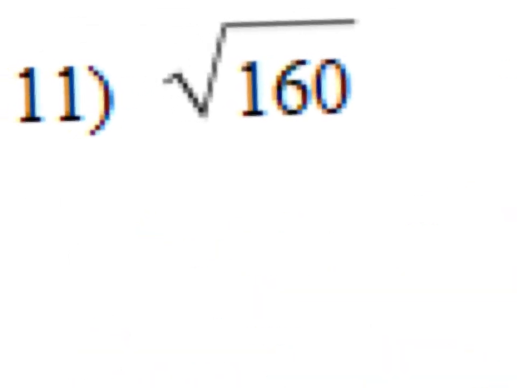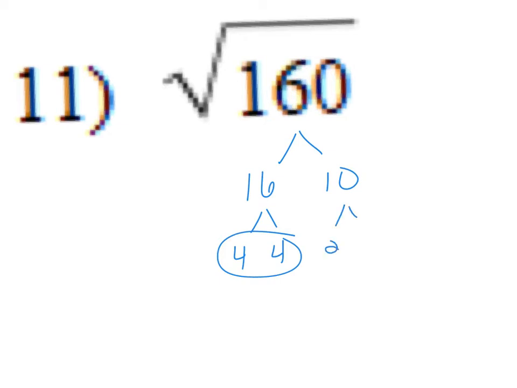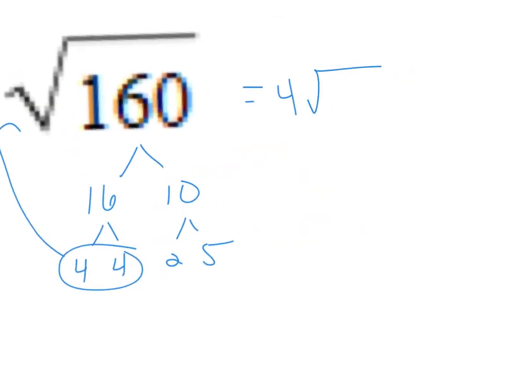Okay, so on this one, we're going to go ahead and break this down. So I got 16 and 10. Now the 16 is going to break to 4 and 4. So I'm going to go ahead and pair those up and move them out. And then 2 and 5, they don't pair up and move out, but the 4s will. So on the outside, I have a 4, and on the inside, I still have 2 times 5, or the 10.